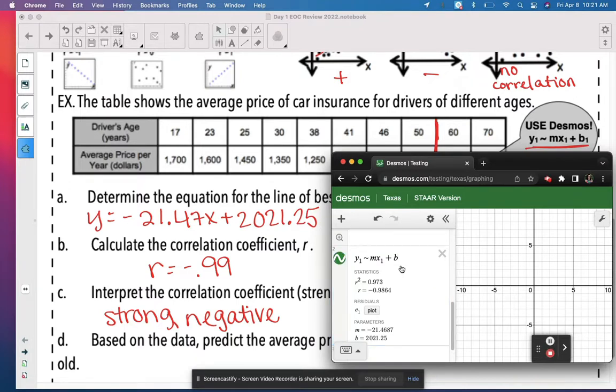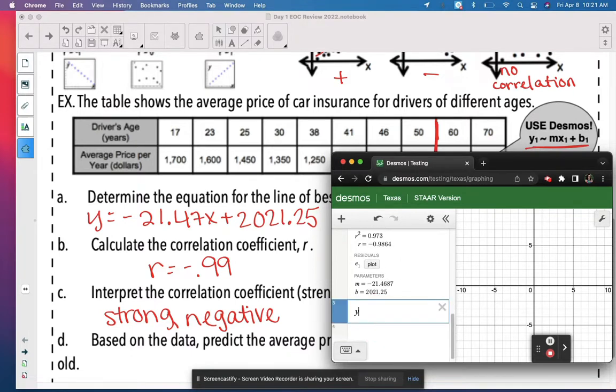All right, so let's go ahead and type in this equation that we wrote down. We have y equals -21.47x plus 2021.25. I'm not really concerned about the graph at this point. I want to focus more on how I can transform this into a table, because this is going to be the quickest way for us to evaluate this function at 58.